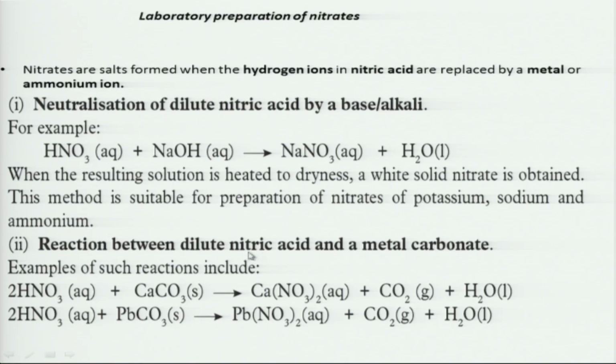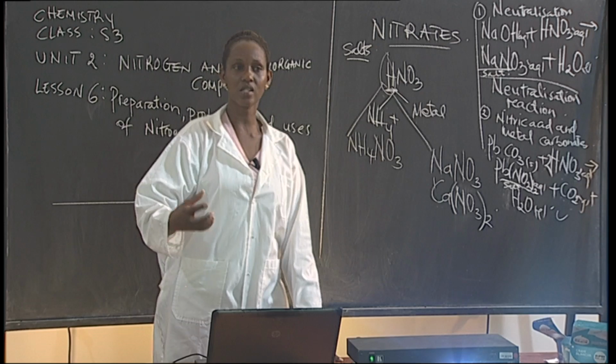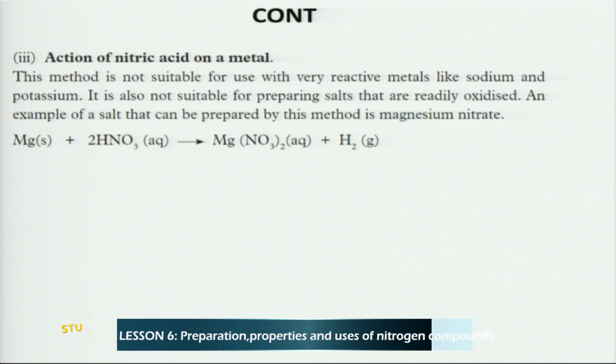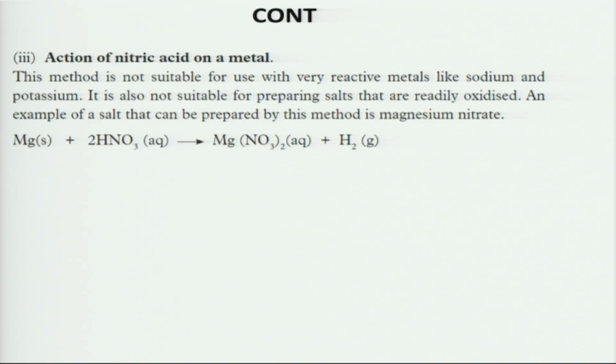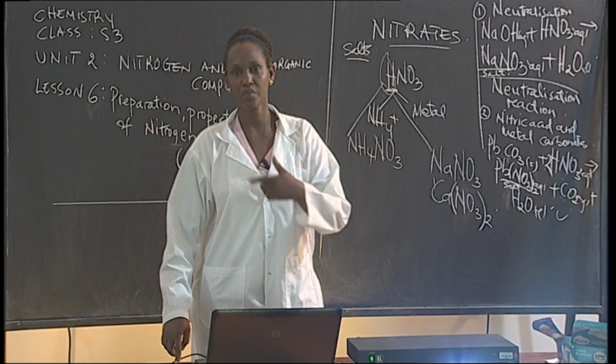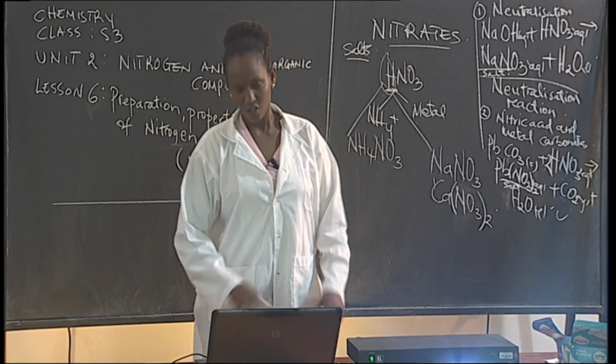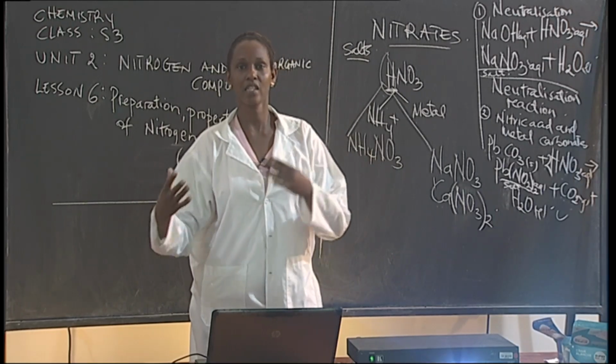Another way is to react nitric acid with a metal carbonate. Get any metal carbonate, react it with nitric acid, you will get its corresponding nitrate. When I say corresponding nitrate, that's the metal you have used. If I've used calcium, it will be calcium nitrate. If I've used magnesium, it will be magnesium nitrate. If it's lead, like that. It's the corresponding metal nitrate plus carbon dioxide and water. And then when you use nitric acid on a metal, specifically here we prefer magnesium metal, it is majorly used to prepare magnesium nitrate. So magnesium plus nitric acid, you get magnesium nitrate plus hydrogen gas. Good. So those are the three major ways you can prepare nitrates in the laboratory.